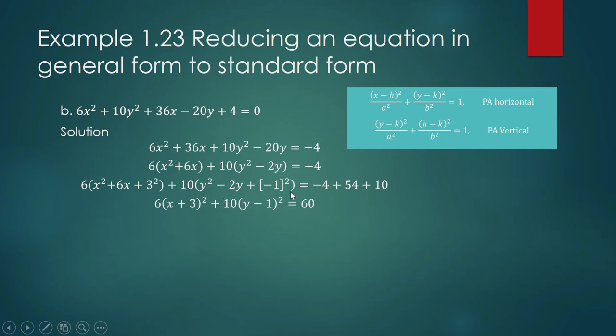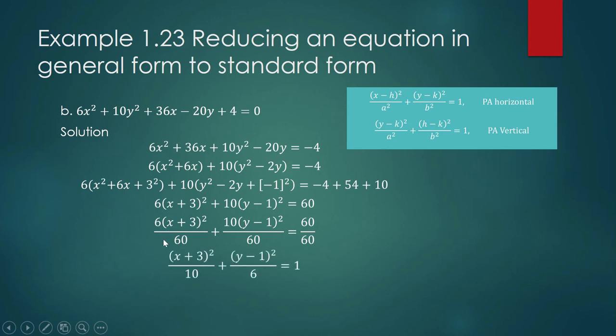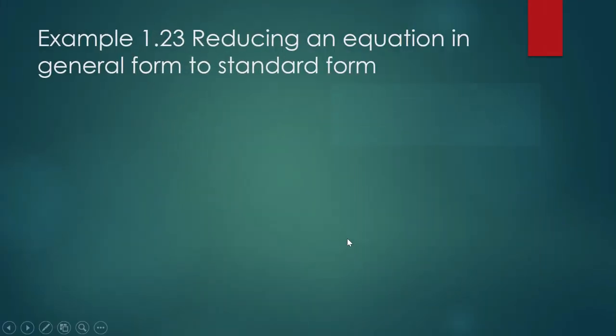The same with this. And now, look at this. This is 60. We want this to be 1. How do you do that? Well, we divide everything by 60 and we cancel common factors, and we come up with your equation in standard form. Okay, we are not required to produce the center to identify A and B, but let's do it. So our center is negative 3, 1. A is the square root of 10, B is square root of 6, and this one has a principal axis that is horizontal.